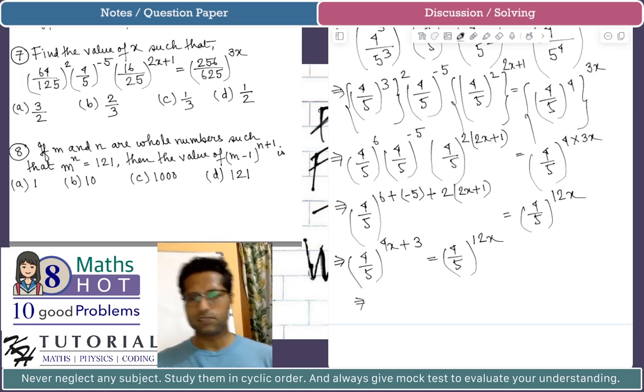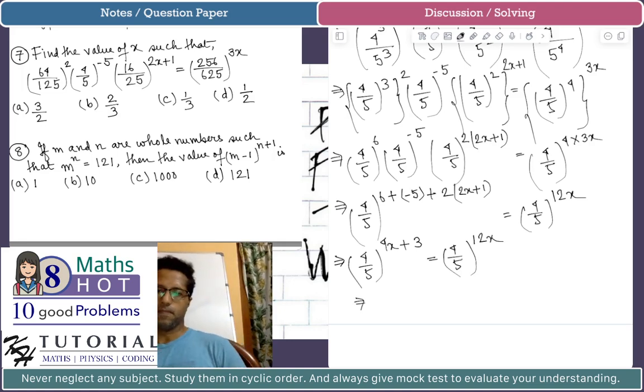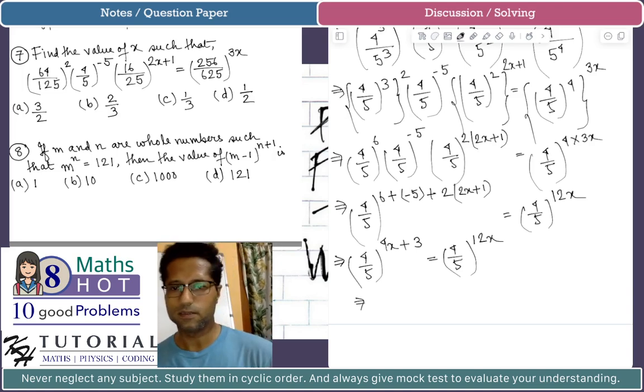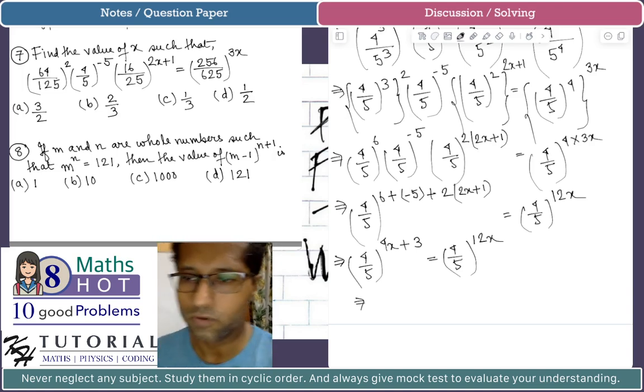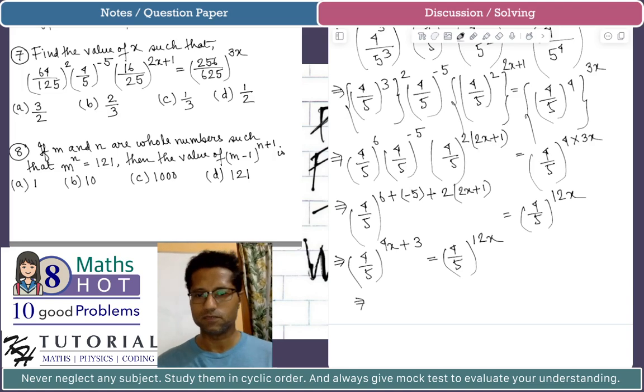So now at this stage we are having both the terms of the equality sign. They are both the exponential terms, and both the exponential terms are having the same base 4 by 5. So now I can equate the power. I get 4x plus 3 equal to 12x.